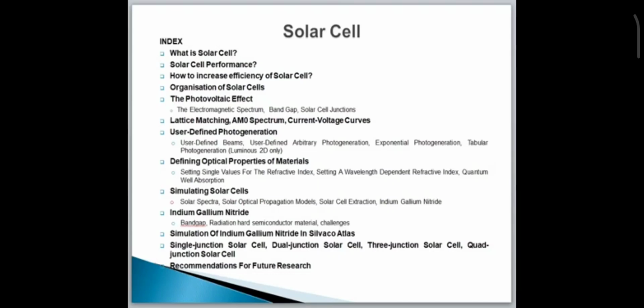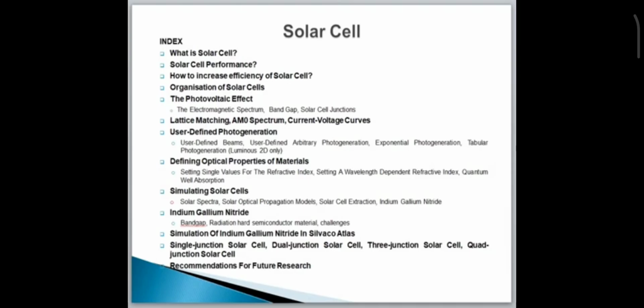Second, performance of the solar cell. Next, how to increase efficiency of the solar cell. Next, we will discuss the organization of the solar cell. In the organization, I will discuss the following topic: photovoltaic effect.